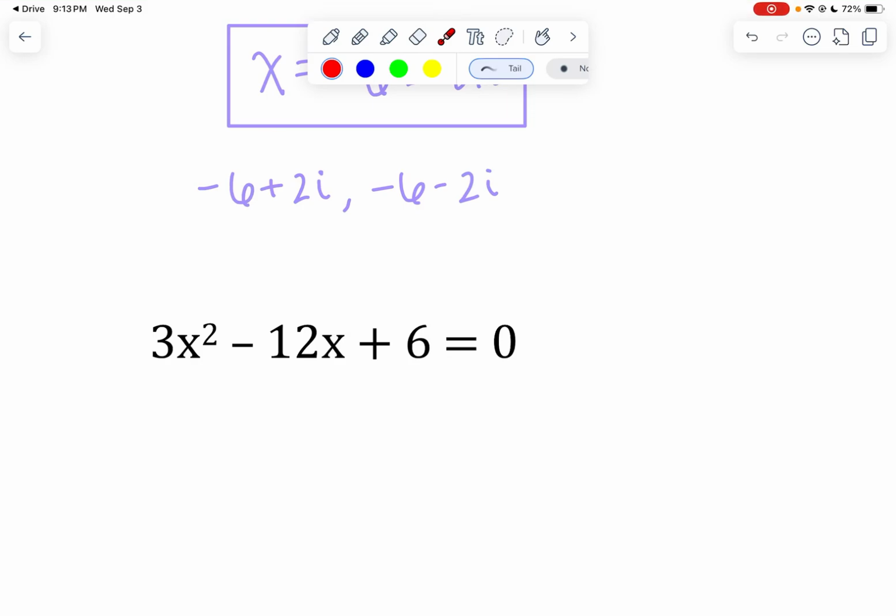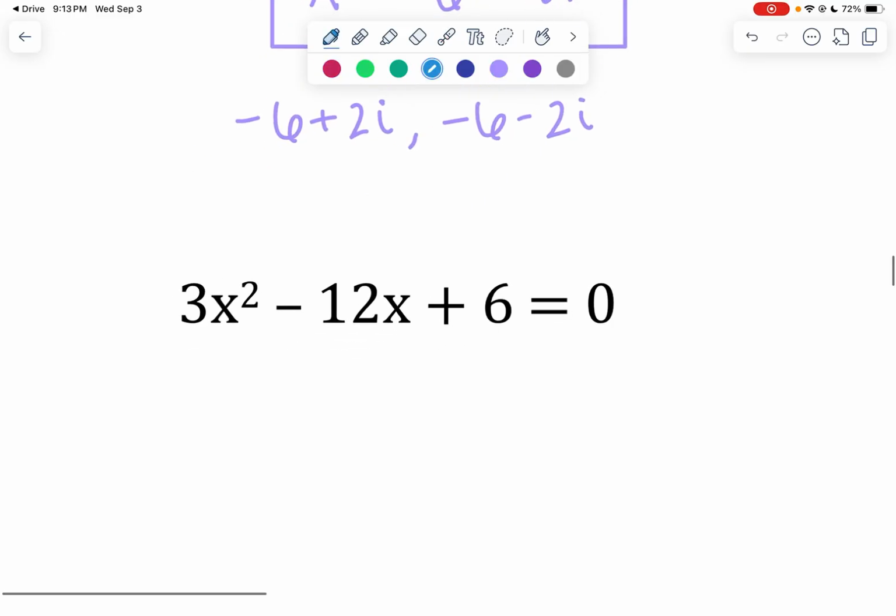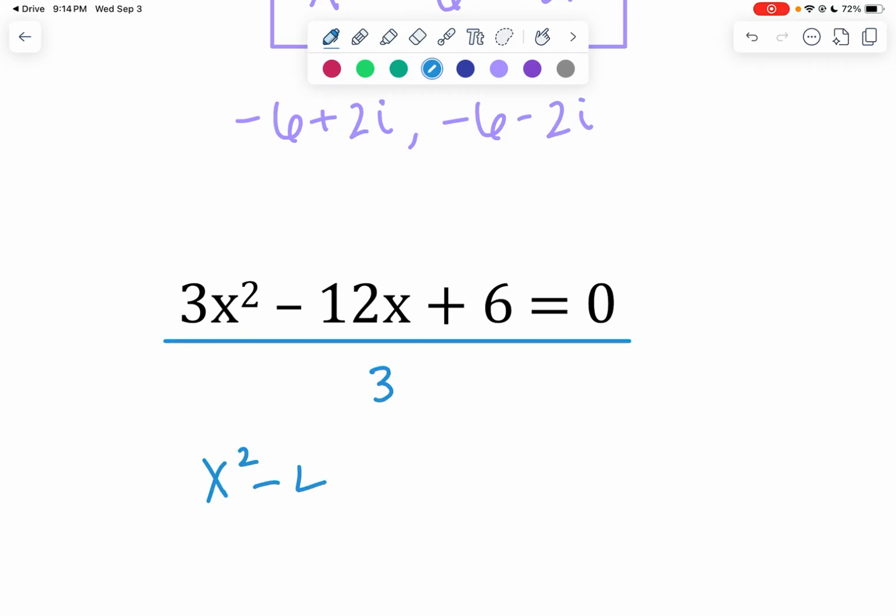Okay, hopefully you were able to think through on this one that if you have 3x squared, you're not allowed to have that. Remember that to complete the square, a has to equal 1. So hopefully you're able to just think through this and think of factoring. You can just divide out the 3. So if you divide out the 3, then what you're left with is x squared minus 4x plus 2 equals 0.